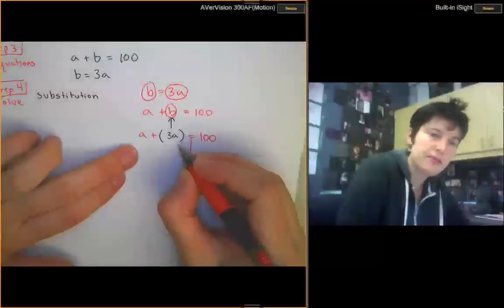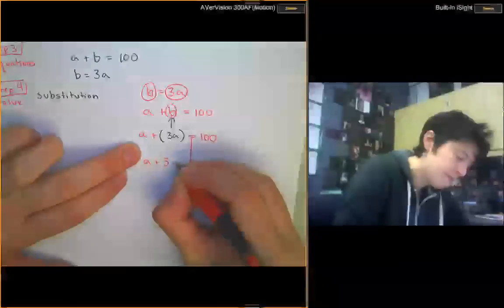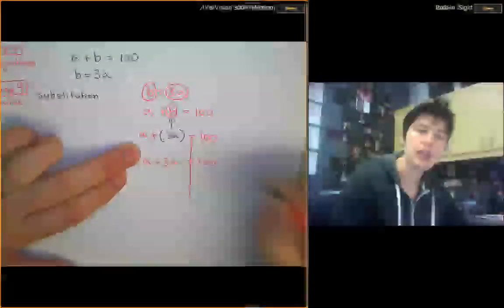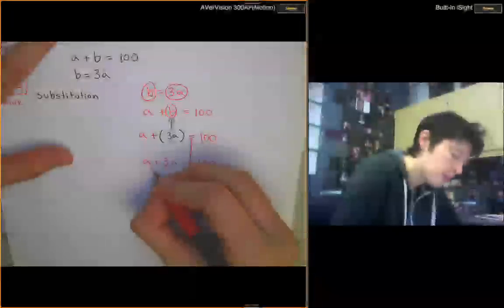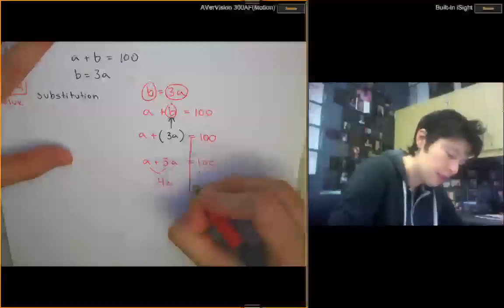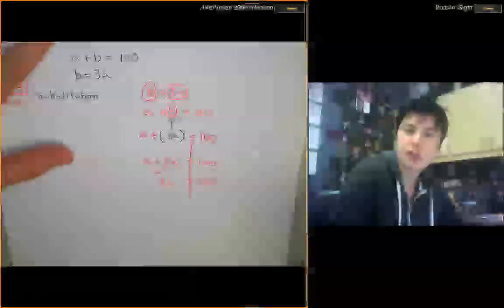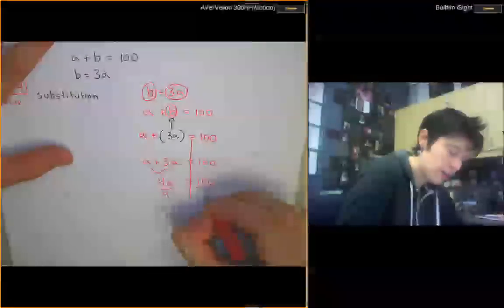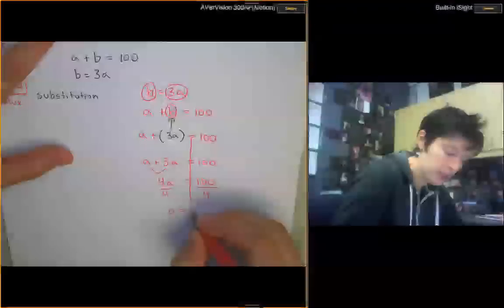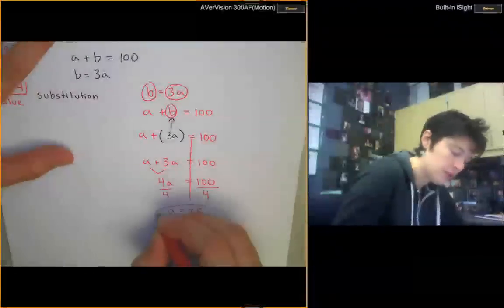So going through my steps, A plus 3A. Well, there's nothing in front of the parenthesis that I need to distribute. So why don't I just rewrite this as A plus 3A equals 100. I don't really need that parenthesis right now. And A plus 3A makes 4A's equals 100. Oh, this is a pretty simple equation for us to solve. We just got to divide by 4, and A is equal to 100 divided by 4, which is 25. A is equal to 25.